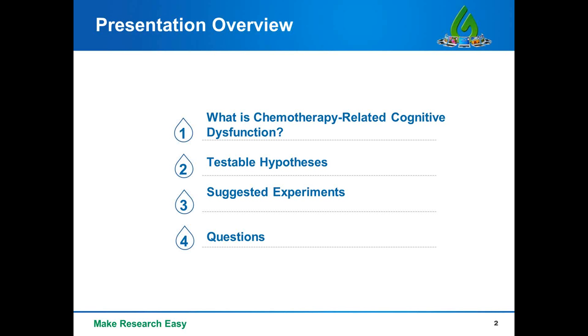Today's webinar is going to go through a test scenario about writing a grant concerning chemotherapy-related cognitive dysfunction. First, I'm going to give you an overview about this condition, and will present some of the testable hypotheses that could be studied. We will then go through a few suggested experiments using products from GenScript's catalog. Please note that these experiments that we are talking about today are only hypothetical, and we here at GenScript have not tried testing any of these, and we also don't plan to test them or publish anything related to the information in today's talk.